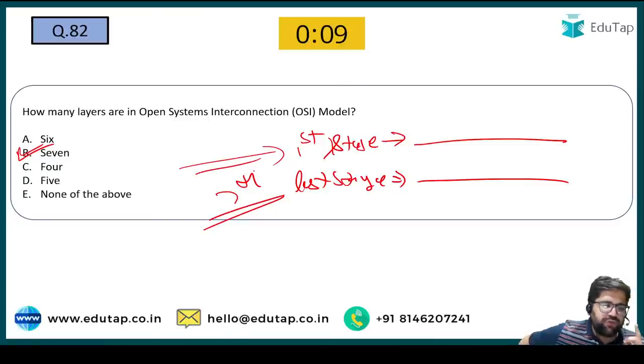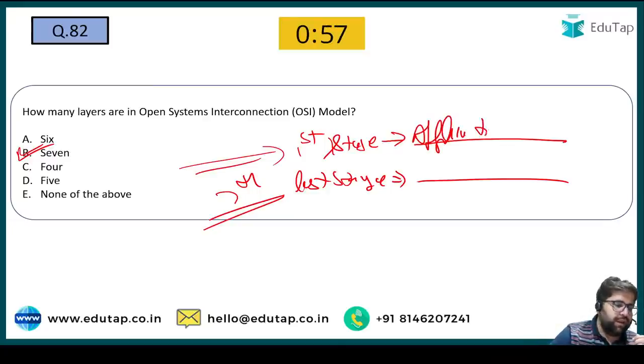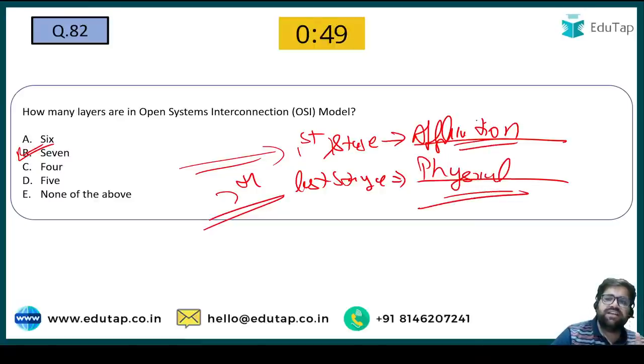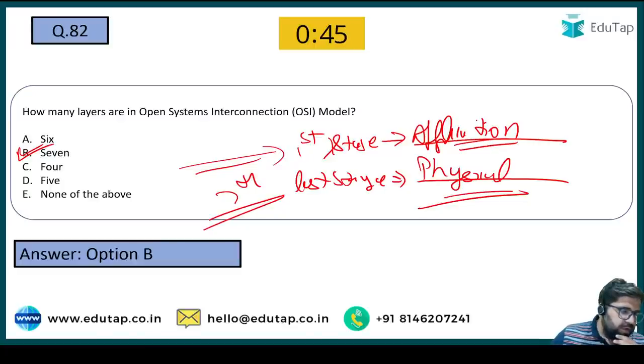The first stage of the OSI model, that is the Open System Interconnection model, is application. Good. And the last stage is physical. Under the application stage, again, you will accept data for all the applications. I can see maximum people are giving the right answer. Don't know? Okay, no issues.